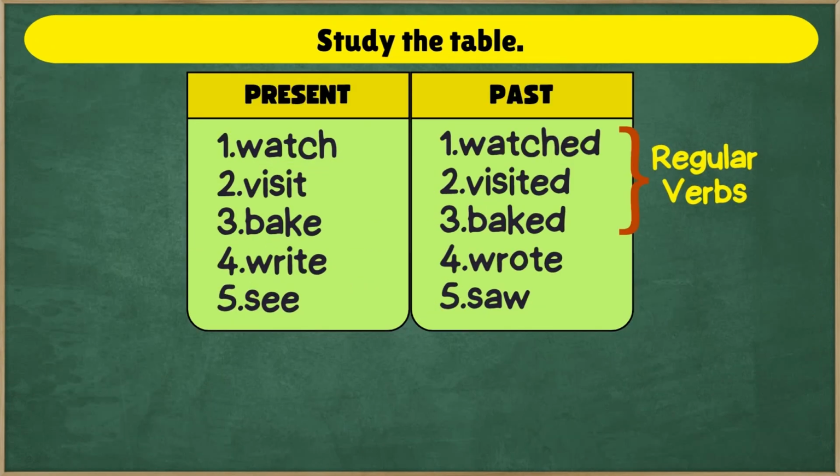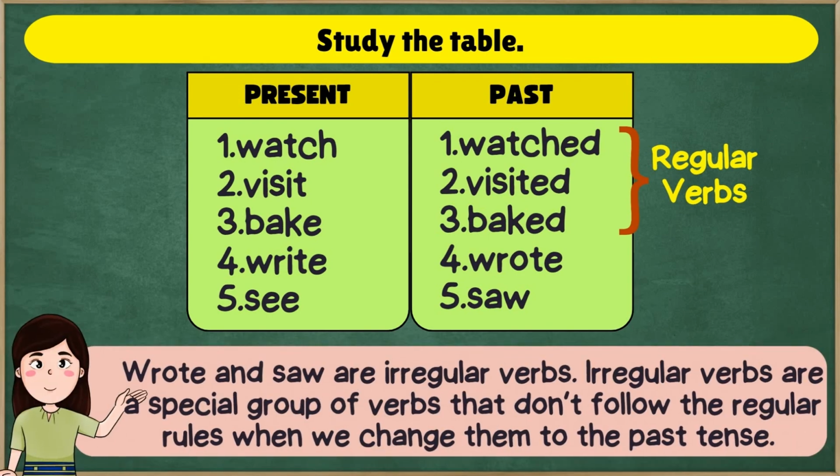Let's go back to our table and look at verbs in numbers 4 and 5. Wrote and saw are irregular verbs. Irregular verbs are a special group of verbs that don't follow the regular rules when we change them to the past tense.